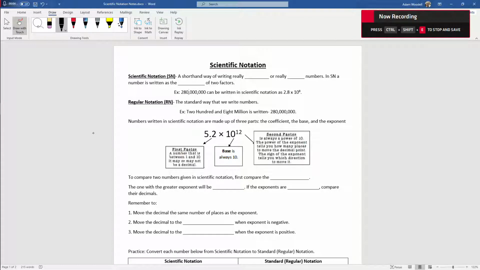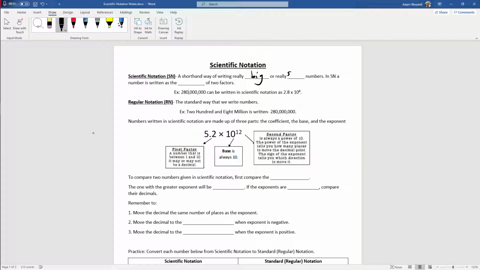Hello class, today we're talking about scientific notation. So scientific notation is a shorthand way of writing really big or really small numbers. In scientific notation, a number is written as the product of two factors.